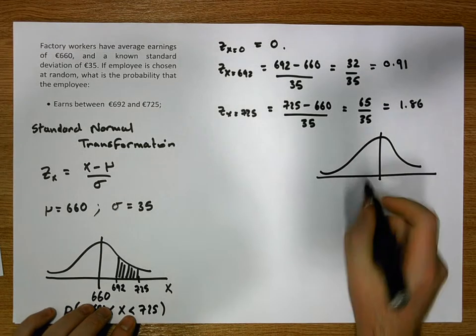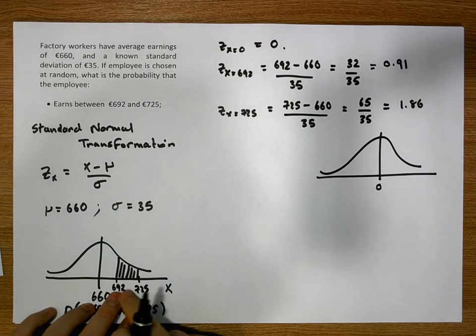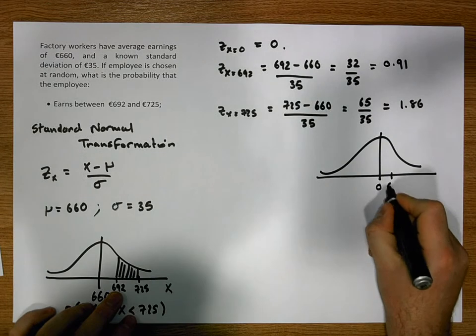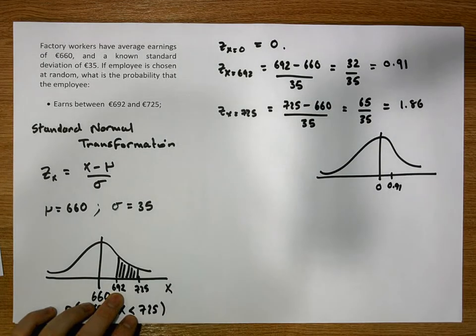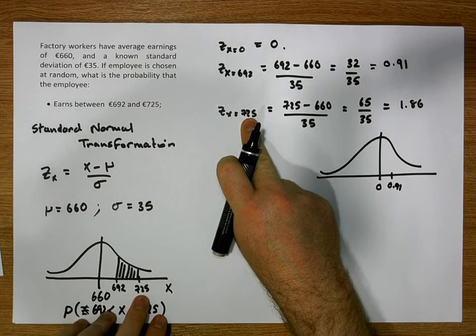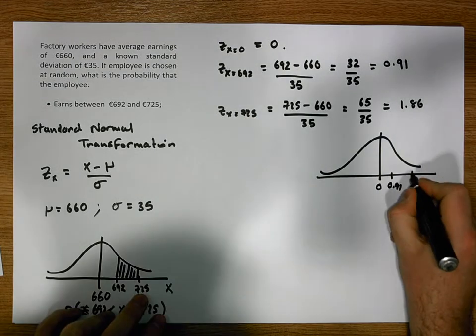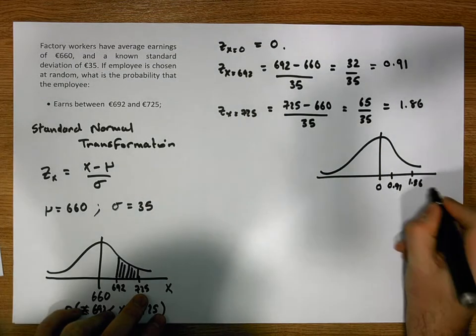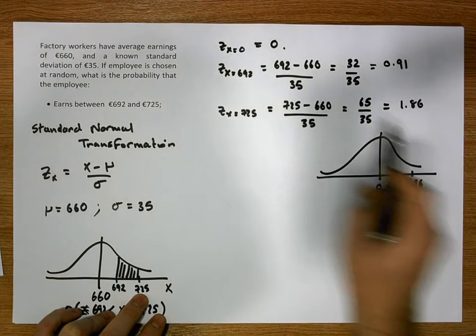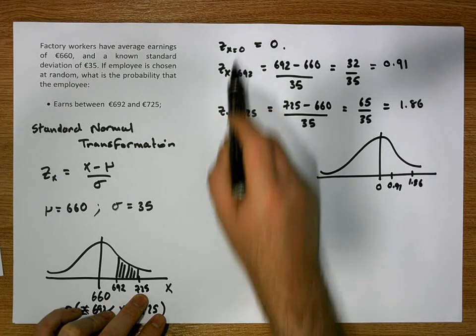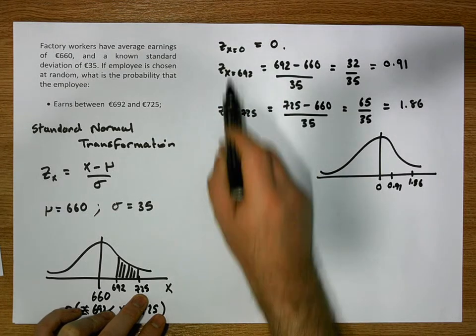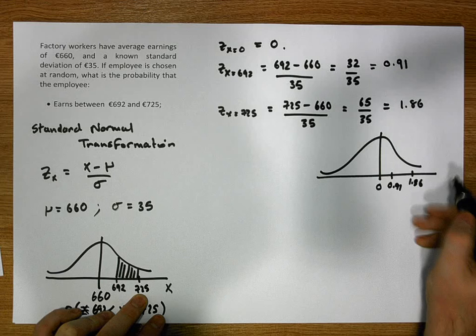660 went to 0. 692 went to 0.91. And 725, which is here, went to 1.86, which is over here somewhere. These values are z values, or they're associated with the standard normal variable z. So this axis here represents the z-axis.